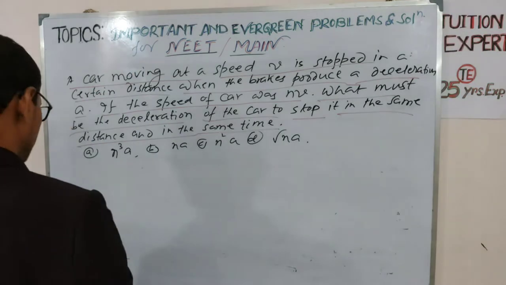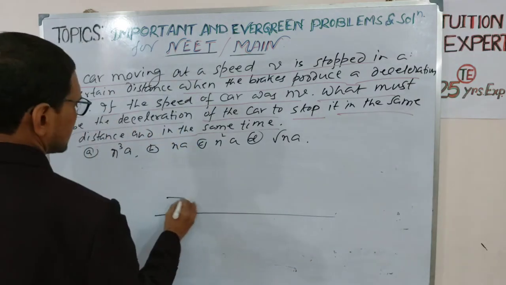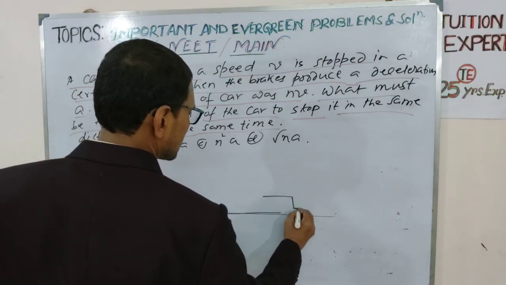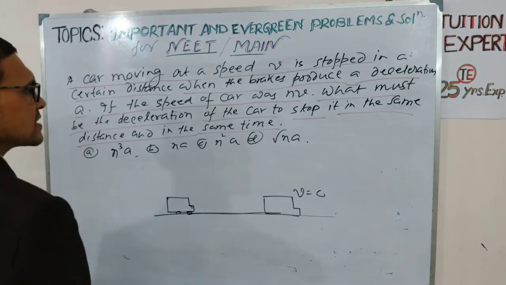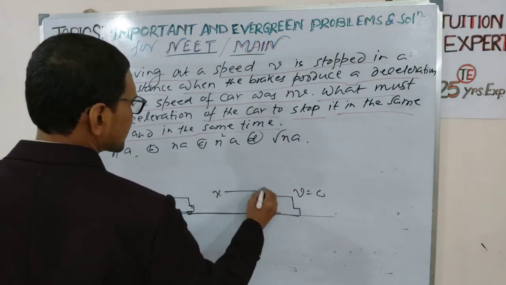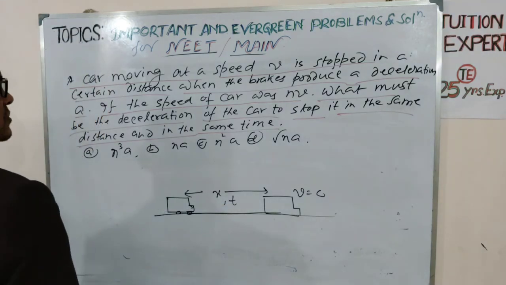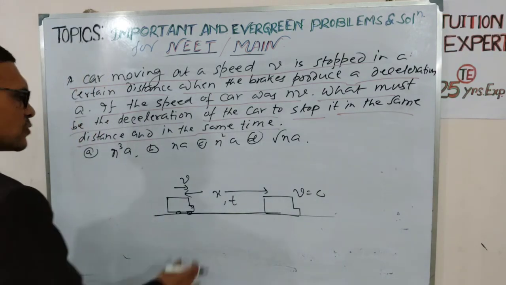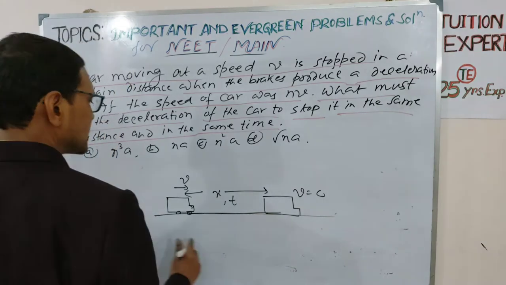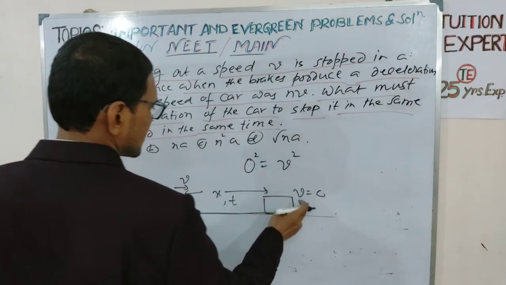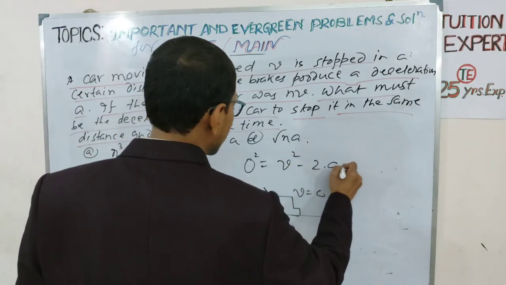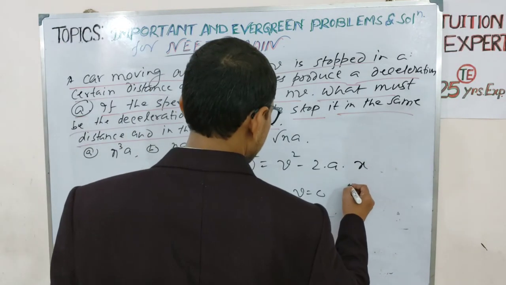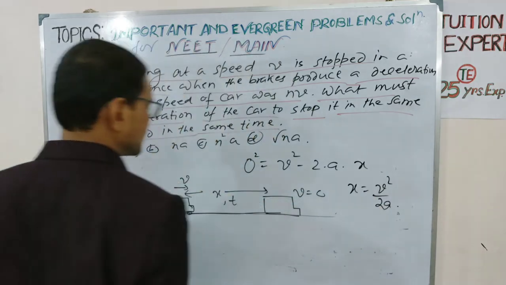Suppose the distance and time are the same. Here the final velocity equals 0, the distance is x and the time is t. The speed is v. So what is the equation of motion of this car? The final velocity squared equals the initial velocity squared minus 2a into x, because a is the deceleration. So we get x equal to v squared by 2a.